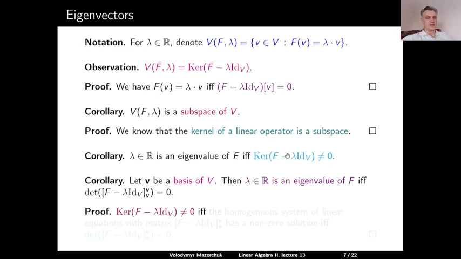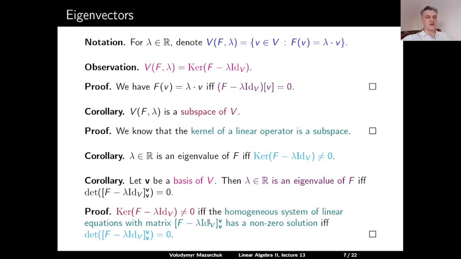So we know that the kernel of a linear operator is non-zero if and only if the homogeneous system of linear equations whose matrix is the matrix of our linear operator in some basis, so in particular in our chosen basis bold V, has a non-zero solution. And since the matrix of our linear operator is a square matrix, because it's a linear operator on a vector space, a homogeneous system of linear equations with a square matrix has a non-zero solution if and only if the determinant of this matrix is 0. And this implies our corollary.